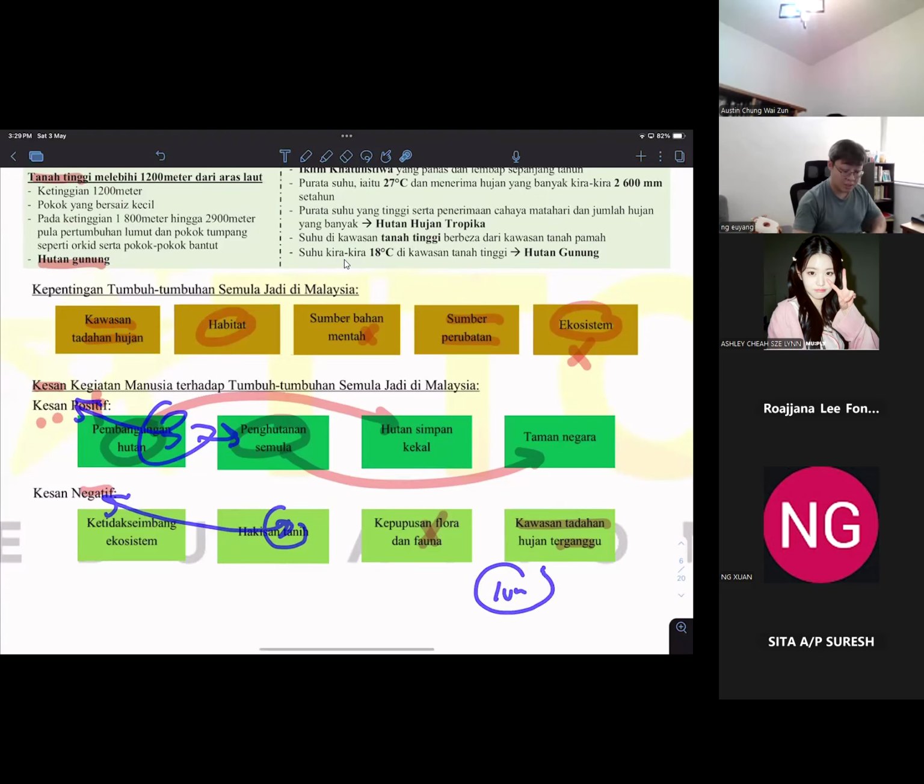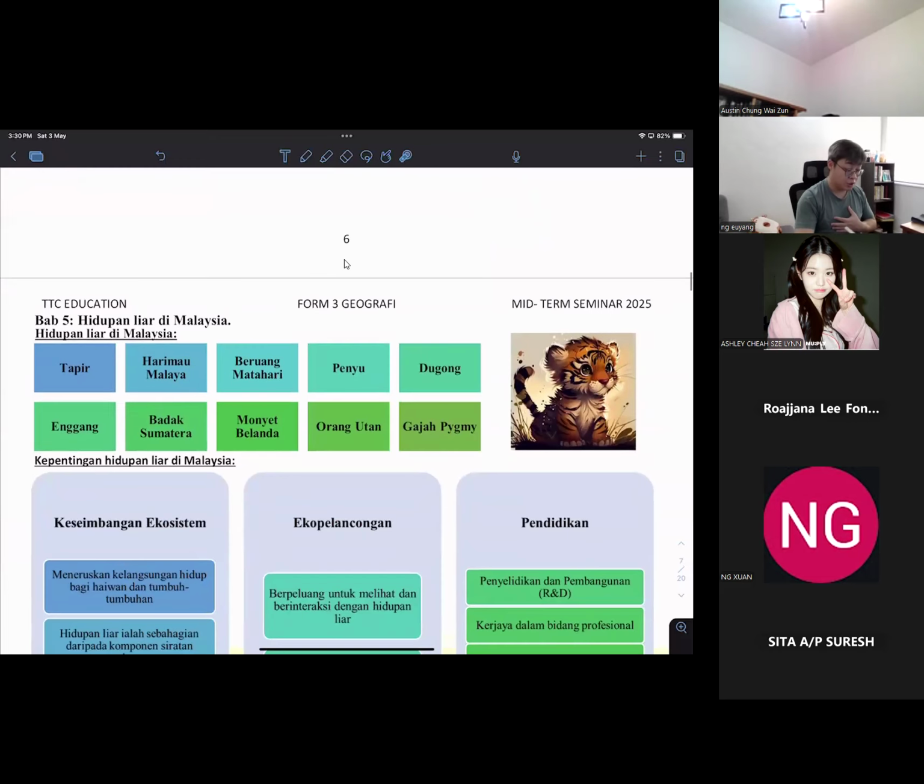Okay, so this is summary. I'm trying to revise for you all. So before we end the class, 1 more minute. So hidupan liar in Malaysia, try to focus on your national animal for Malaysia, always tabil, harimau Malaya, these two, and then followed by the orang utan and then para Sumatra.